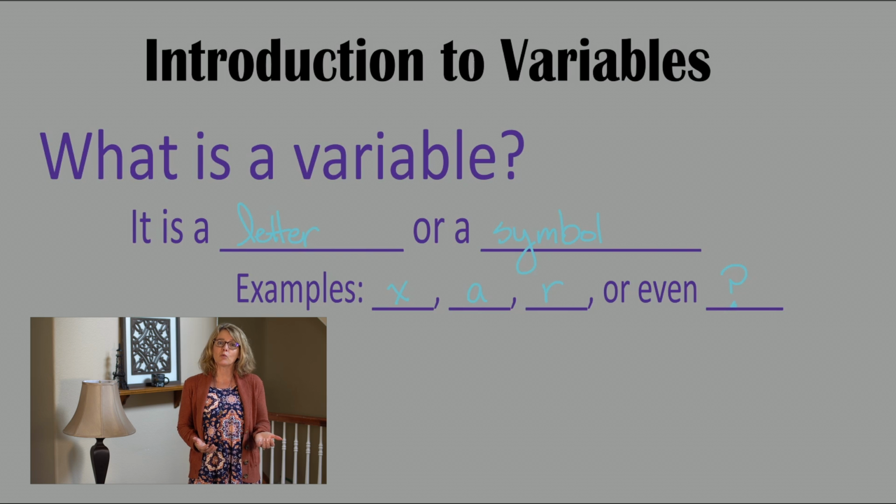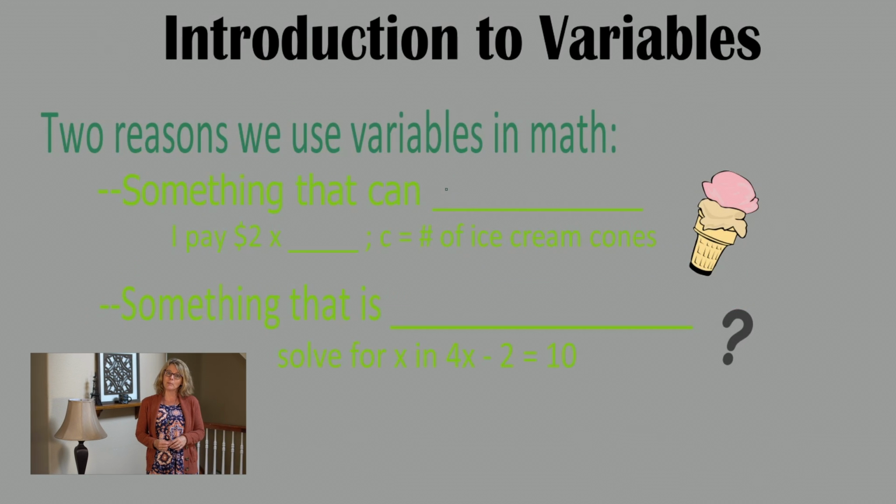There are two reasons why we use variable letters or symbols in math. First is if something can change. It varies, like the number of ice cream cones you buy. Say each cone is $2, the total amount you would pay would be $2 times the number of cones that you buy, represented by $2 times C. Or it can be used for something that is unknown, and a lot of times you have to figure it out. We will have to solve for x, as in something like this: 4x minus 2 equals 10.